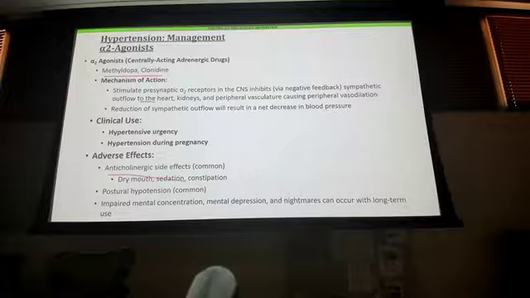So we typically only use alpha-2 agonists in hypertension in pregnancy, or if they have a hypertensive crisis, which we'll talk about tomorrow. But those are the only two situations that we use alpha-2s currently.